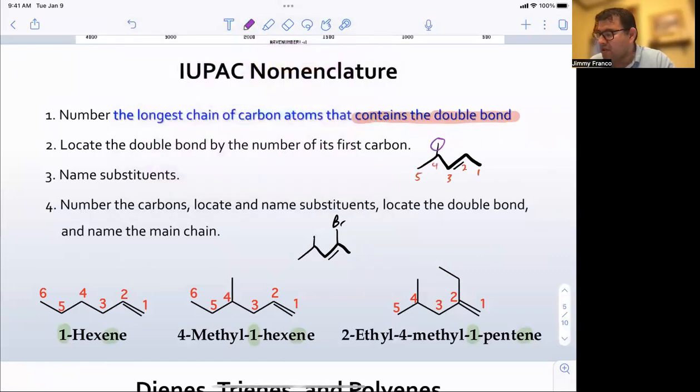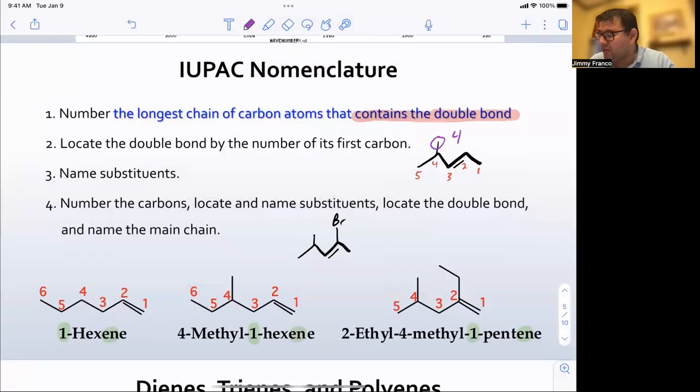We have this top group, which is a methyl. We're still going to use the number, right? So it's on carbon 4, right? So since it's on carbon 4, it'll be 4-methyl. So let's put this together. So it's 4-methyl.